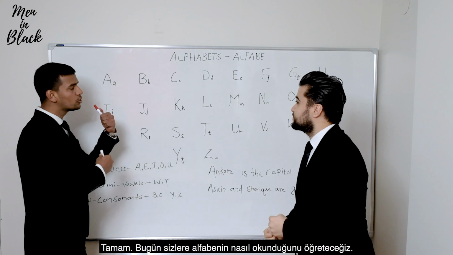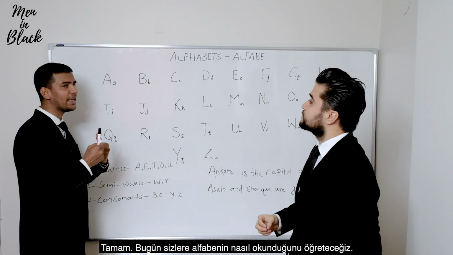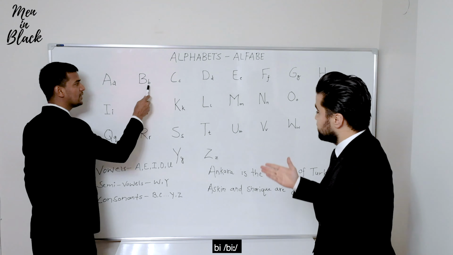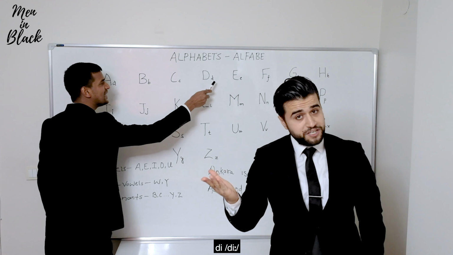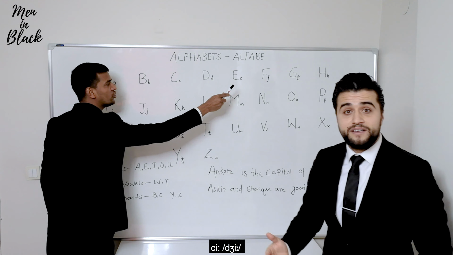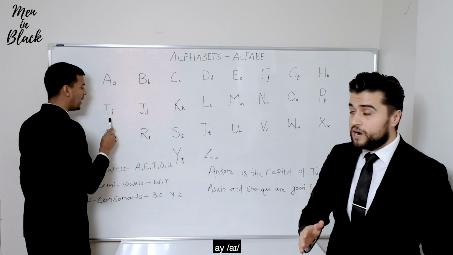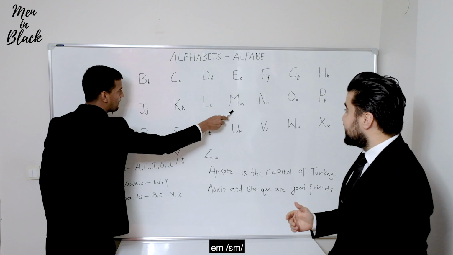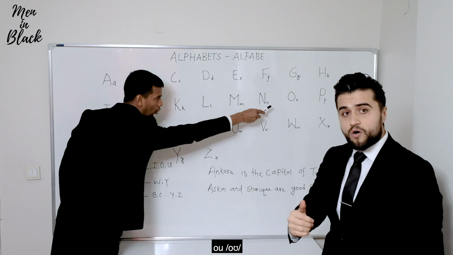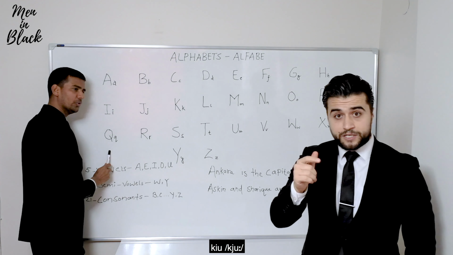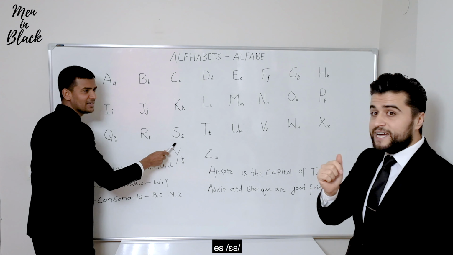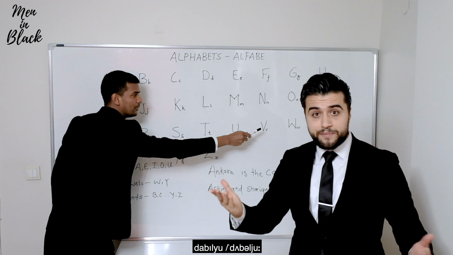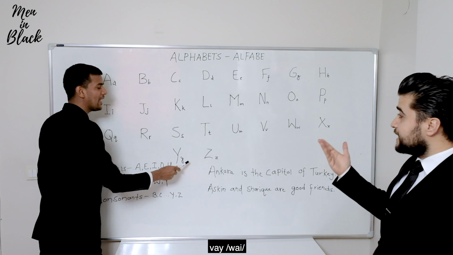Okay, today we will teach you how to say the alphabet. A, B, C, D, E, F, G, H, I, J, K, L, M, N, O, P, Q, R, S, T, U, V, W, X, Y, and Z.